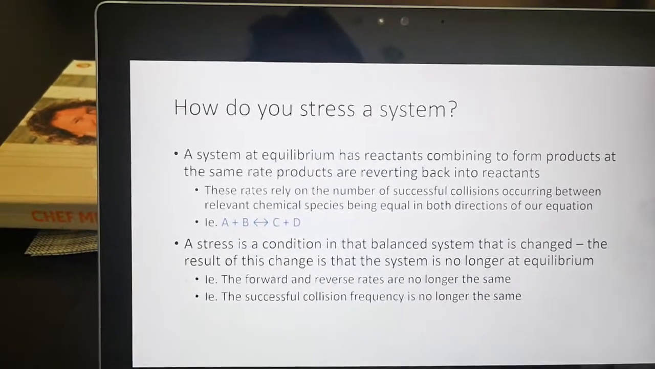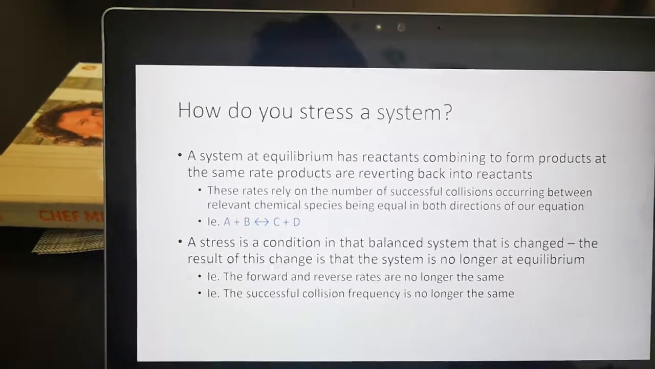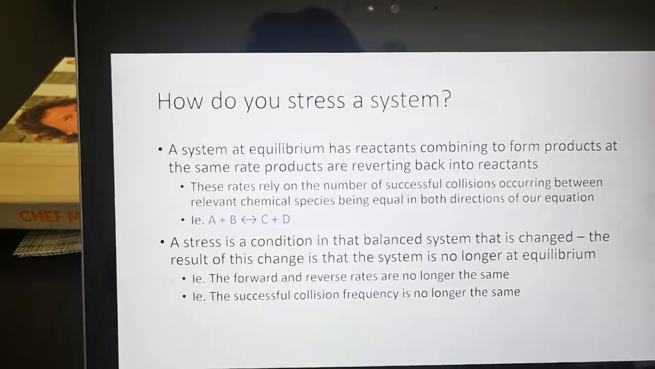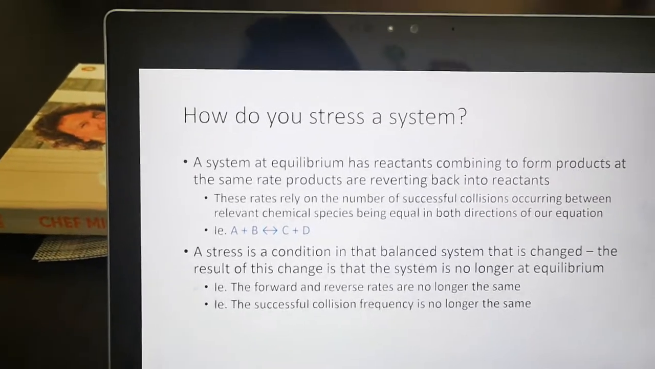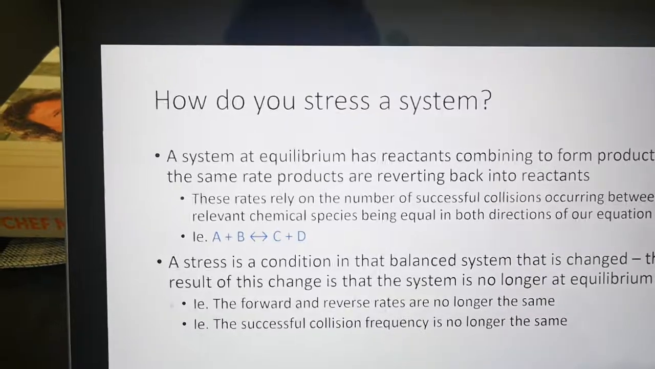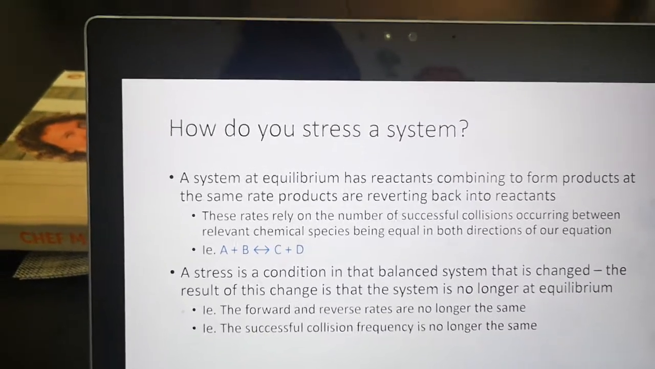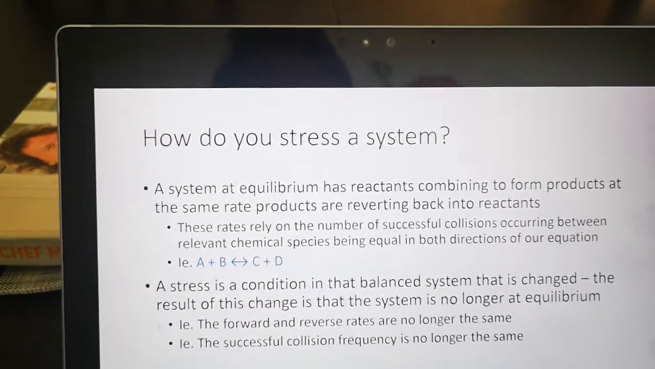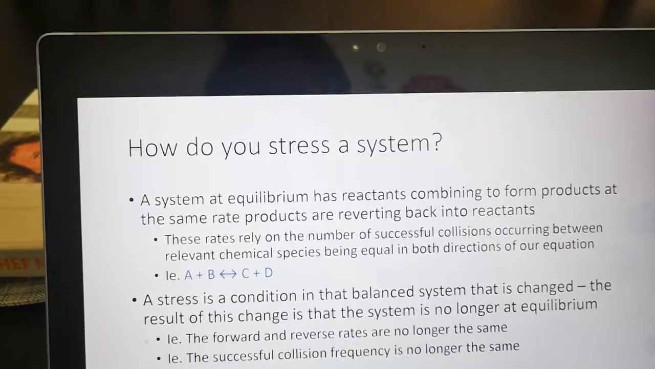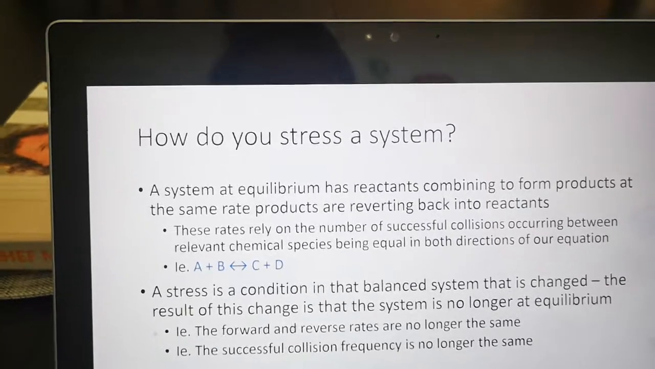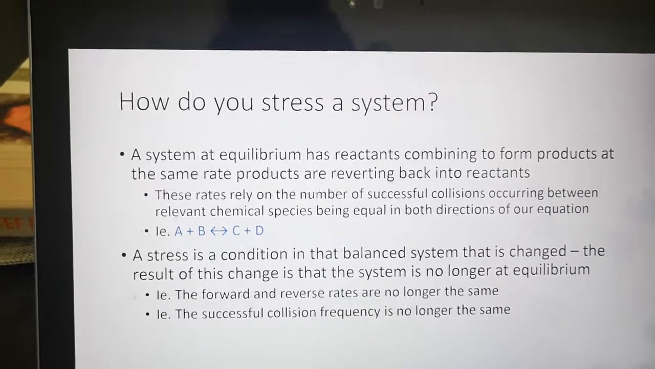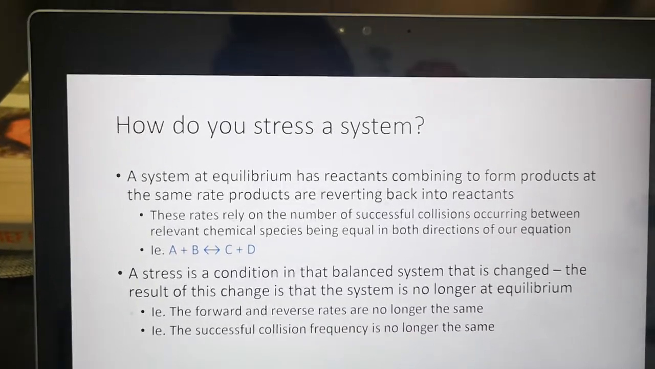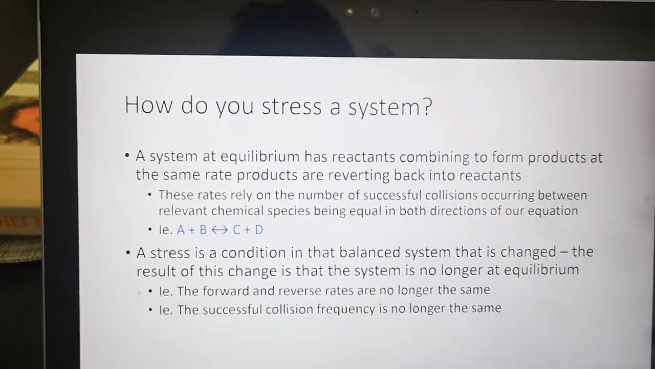So here, a system at equilibrium has reactants combining to form products at the same rate that those products turn back into reactants. Remember that this is all about collision frequency. In the example of A plus B forms C plus D, and C plus D turns back into A and B, the A and B are colliding successfully at the exact same rate that C and D are combining successfully. Recall that a successful collision means they have to strike each other with sufficient energy and orientation. The rates in the forward and reverse reaction are the same.